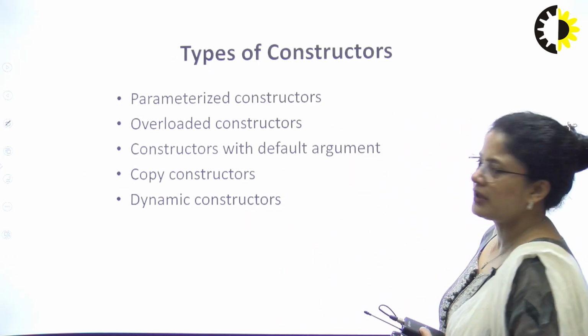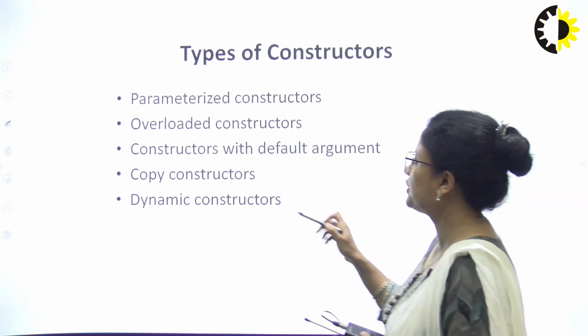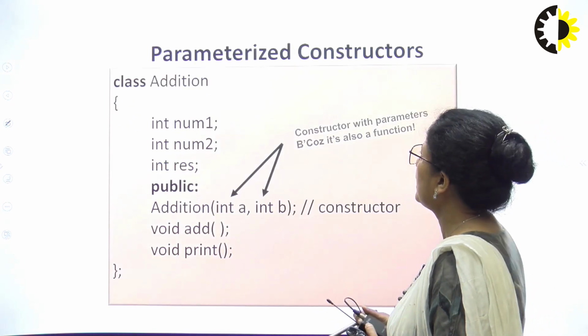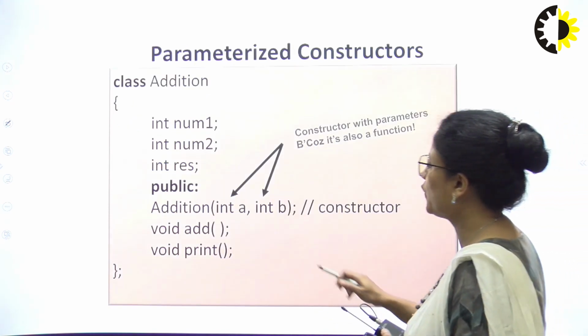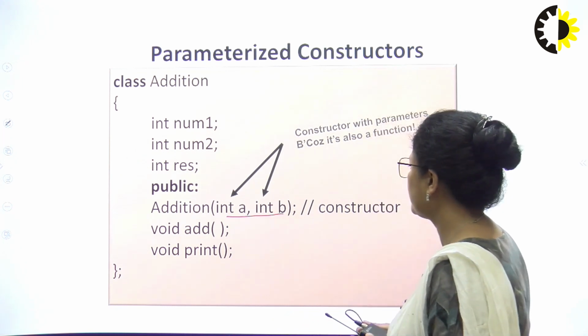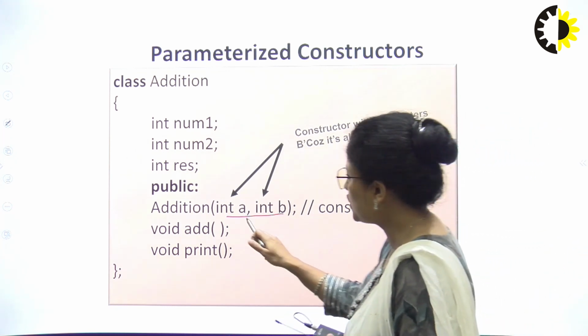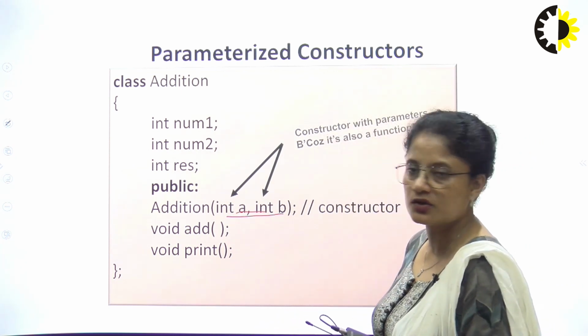Now, there are some types of constructors which you need to look at: parameterized, overloaded, default, copy, and dynamic constructors. Parameterized constructors are constructors where we can pass arguments or parameters. In the previous example, we did not pass parameters. We can also have constructors where we are passing arguments or parameters.